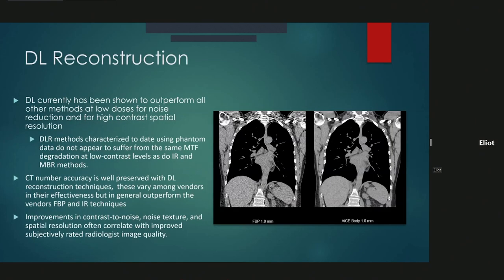Deep learning currently has been shown in a number of physics and clinical studies to be effective at reducing noise and also maintaining relatively high contrast spatial resolution. They seem to be less prone to degradation at low contrast levels in comparison to iterative reconstruction or model-based iterative reconstruction. CT number accuracy can also be relatively well preserved with deep learning reconstruction techniques. And of course, the performance varies among different vendors, and we're seeing improvements in contrast to noise ratio, improved noise texture, and improved spatial resolution that should ultimately be associated with improved subjective ratings by radiologists of image quality.